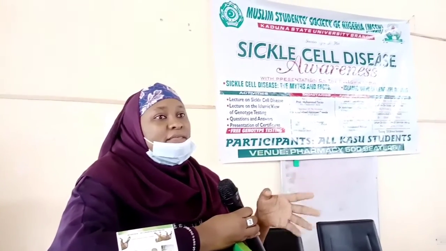Okay, so normally there's the red blood cells. They have what we call the hemoglobin, which is responsible for carrying that oxygen and is responsible for the red pigmentation of the blood. That's why you see the blood red, because of those red blood cells that are there. Okay, so in sickle cell disease, there's an abnormality in the genetic coding of the hemoglobin itself.